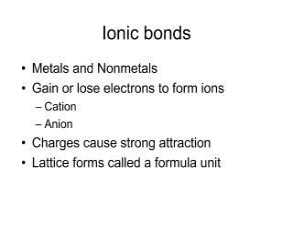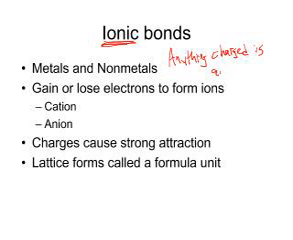Ionic bonds are bonds between metals and nonmetals. An ionic bond is where you have ions that form. Atoms gain or lose electrons to form ions. So anything with a charge is an ion. Anything charged is an ion. Anything. So atoms gain or lose electrons to form ions.